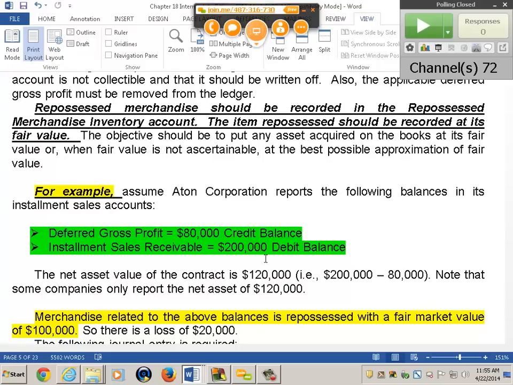And the fair value of the repossessed merchandise is going to be $100,000. That means that there is a loss of 20. $20,000 loss on the repossessed merchandise, and that has to be recognized immediately.